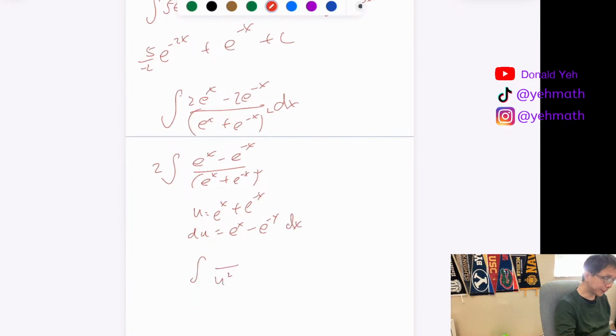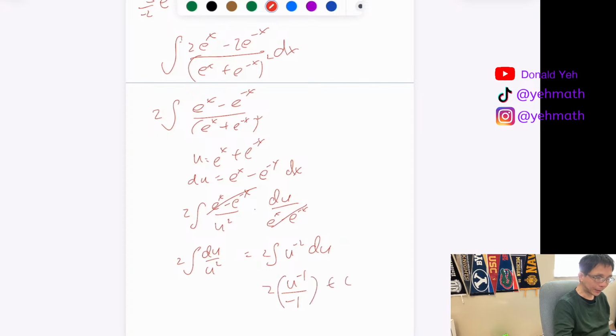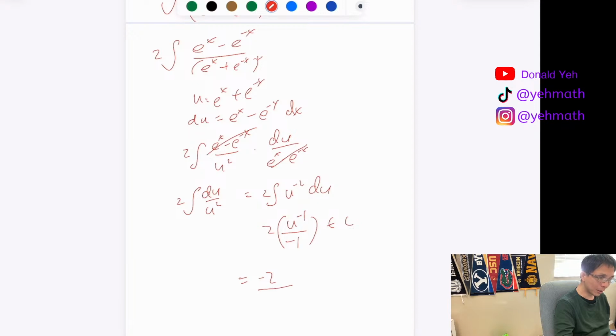That's going to be u squared. E to the x minus e to the negative x times du over e to the x minus e to the negative x cancel out perfectly. With the 2 in the front, it'll be 2 du over u squared. Is that natural log here? No, that's a power rule. So that is going to be u to the negative 1 over negative 1 times 2. So it'll be negative 2 over e to the x plus e to the negative x plus c. This one's okay, it's doable.